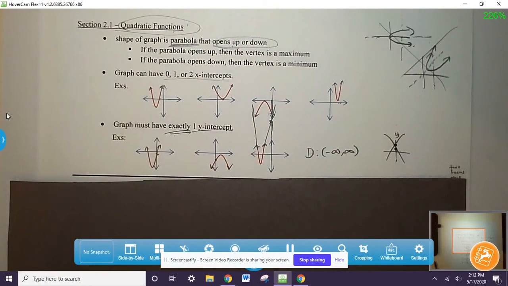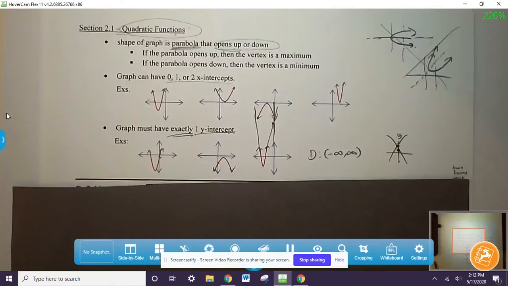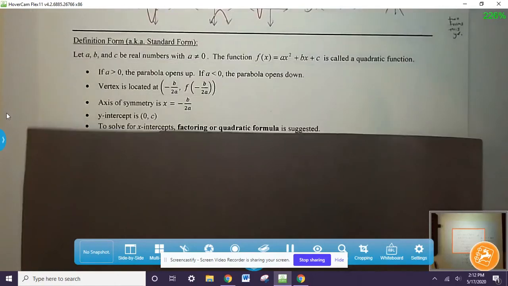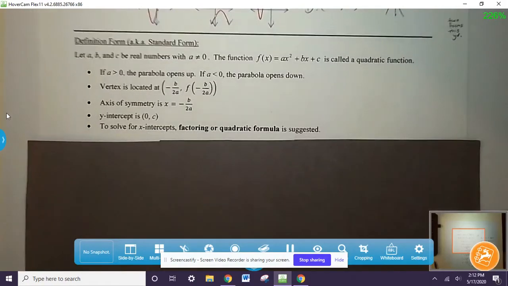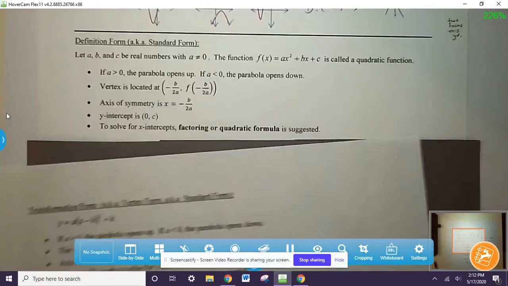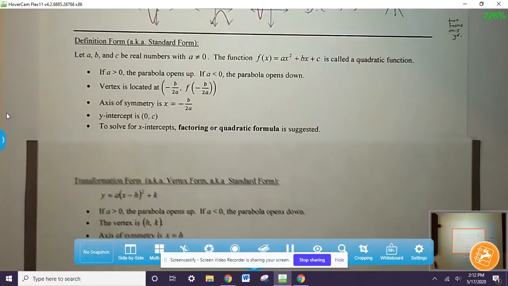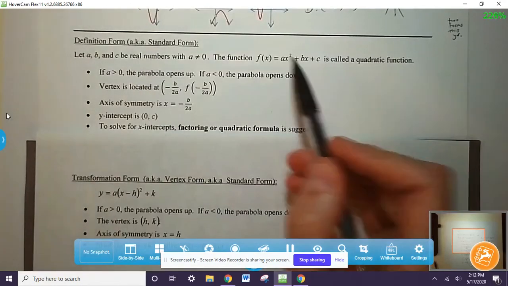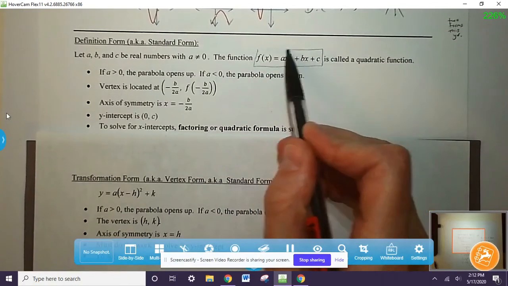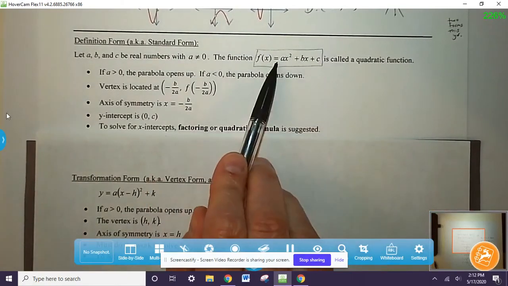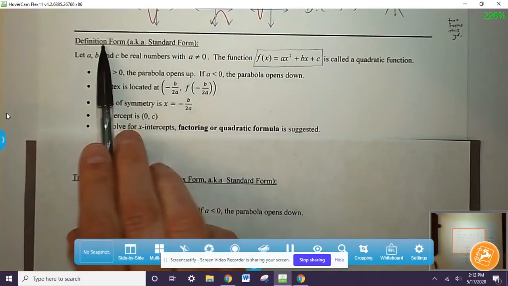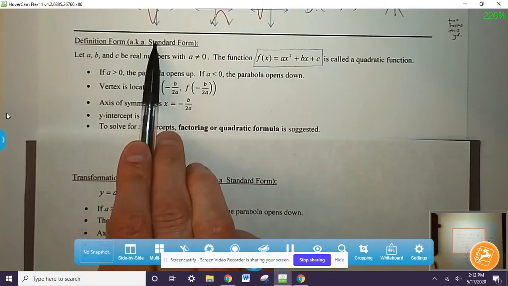There are 2 formats for the equation of a quadratic function that we're going to review in today's lesson, and they are definition form, which is when you have y equals ax squared plus bx plus c. Our textbook calls that the definition. Your textbook last year called it standard form. So depending on the textbook, you'll see either one of those labels.